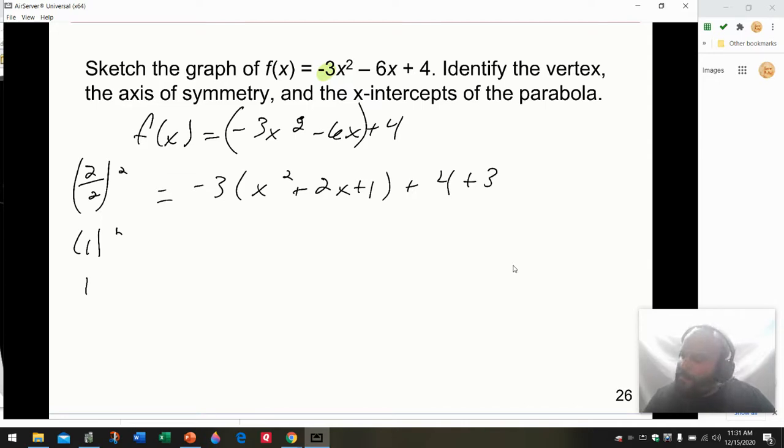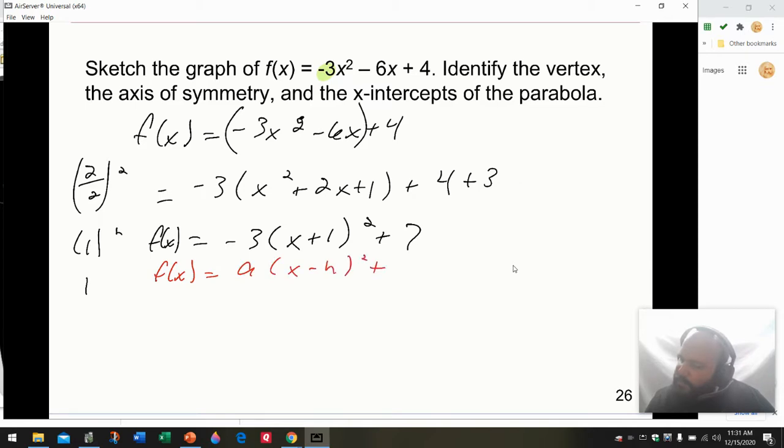Again, this number on the outside is the opposite of the number that you put here and the number that you have out there. So -3 times 1 is -3. So we put a +3 on the outside. Now that we have completed the square, we're going to go ahead and factor. So we have f of x equals -3, and then it's going to be x plus 1, the quantity squared, plus 7. So right there is vertex form. I'm going to write vertex form underneath of this, a x minus h squared plus k.